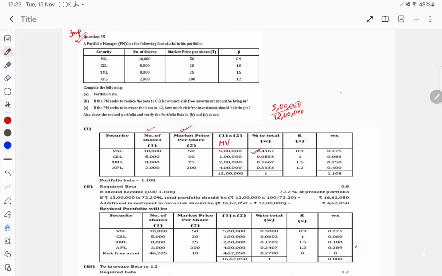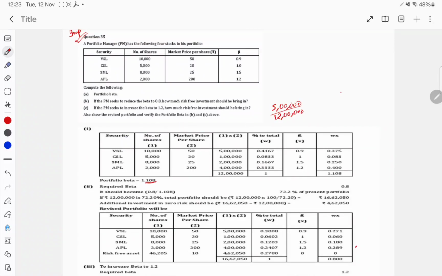Okay, now the beta value was given. Now you will multiply the weight with the beta value, and the value which comes is 0.375 for VSL, which is basically 0.4167 into 0.9, and you will do the summation of all, and the final result which comes is the beta value of the portfolio.